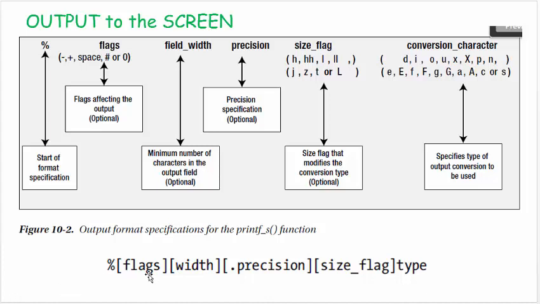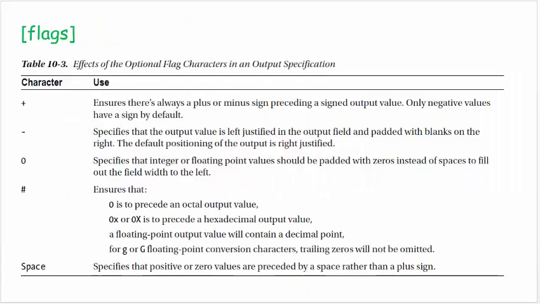So let's start with the flags. It says flags can be a minus, plus, space, a hashtag or a pound sign, or a 0. Looking at the flags, if I put a plus after the percent sign, it ensures that there's always a plus or a minus sign just before you output your value. So you can have negative, you can have positive.